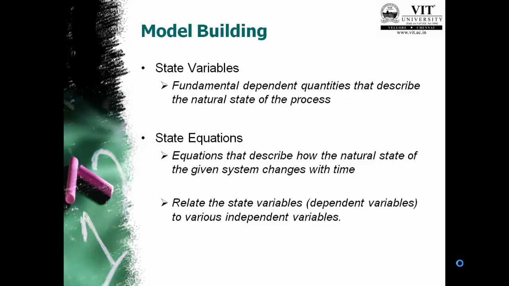For characterizing a system and its behavior, we need state variables which describe the natural state of the process at any time, and state equations which describe how the natural state of the system changes with time. And these state equations relate the state variables, which are dependent variables, to other independent variables present in the system. And these state equations are derived from application of conservation principle on fundamental quantities.